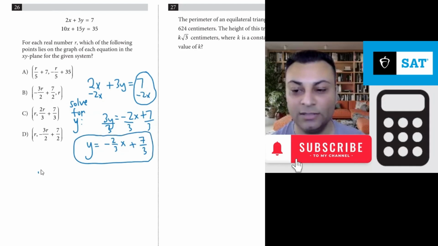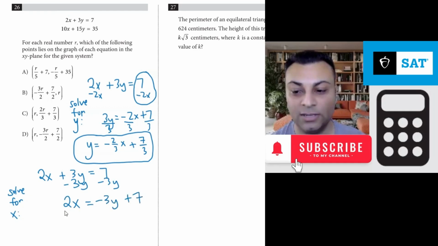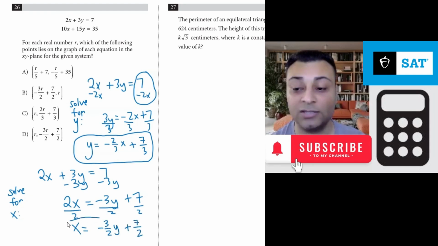Now, let's do it again. 2x plus 3y equals 7. This time, we will solve for x. Okay, so we subtract 3y. You're trying to isolate the x. Subtract 3y, you get 2x equals negative 3y plus 7. And you divide everything by 2. X equals negative 3/2 y plus 7/2. This is x in terms of y.